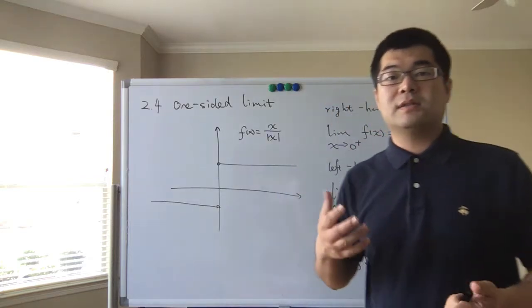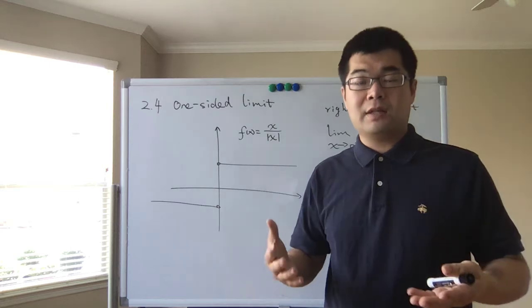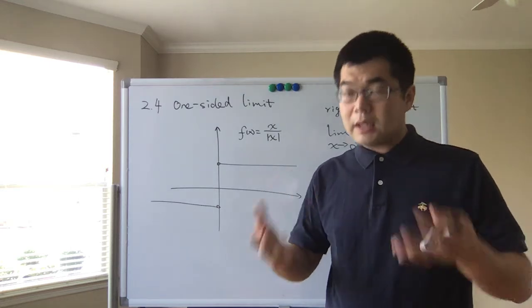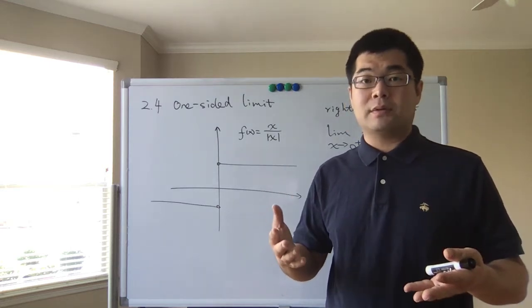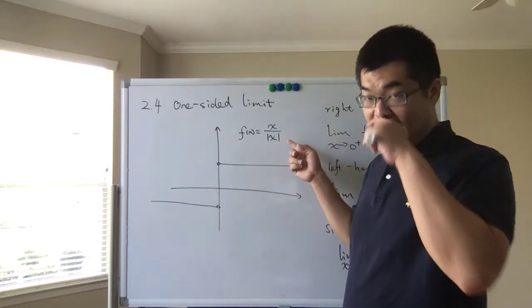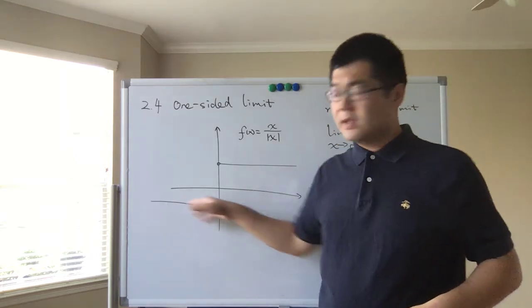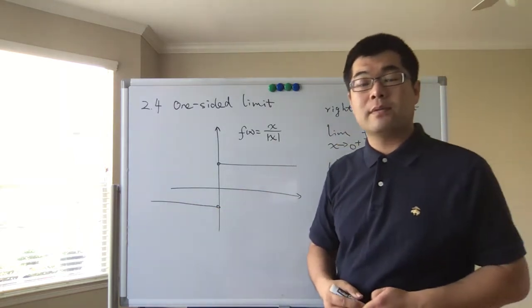However, when x is less than 0, then the absolute value of a negative number becomes a positive number, okay? So a negative number over the negative of the negative number, which is a positive, so you're going to see that it's negative 1, okay?